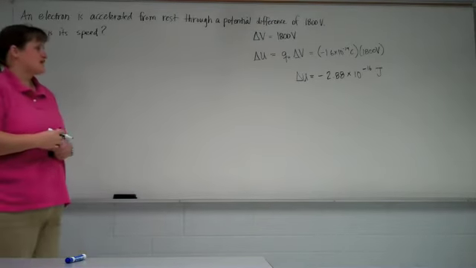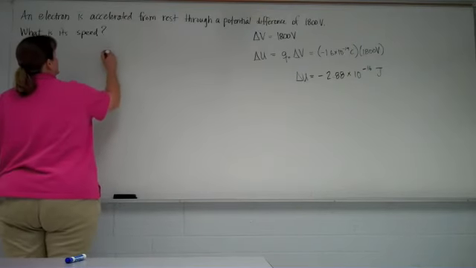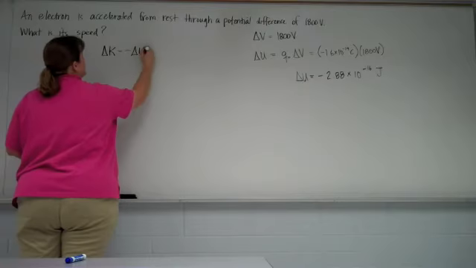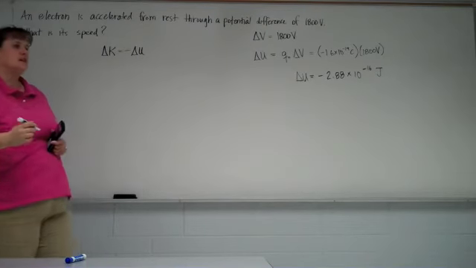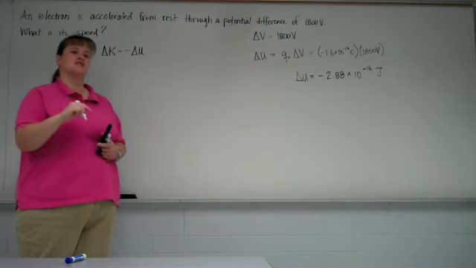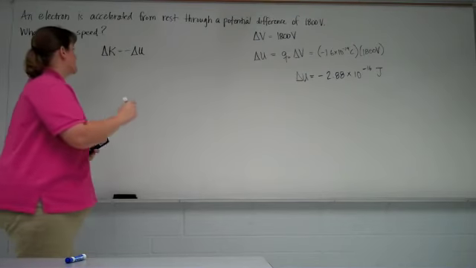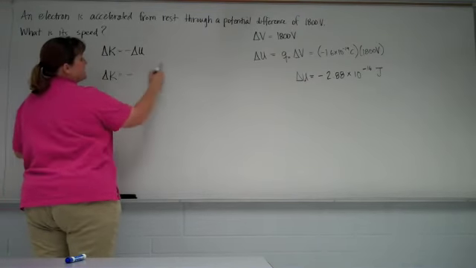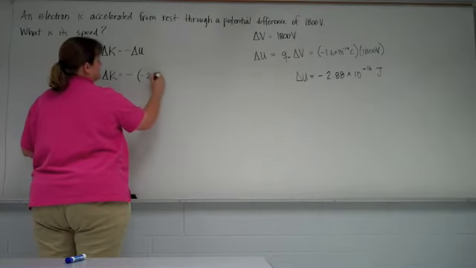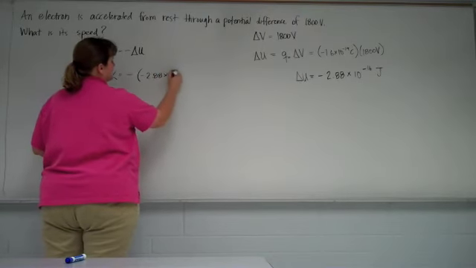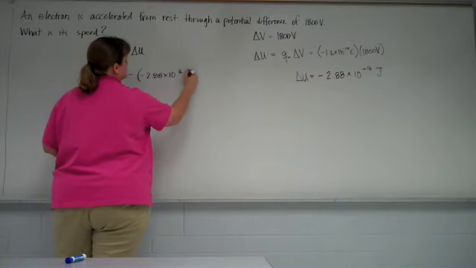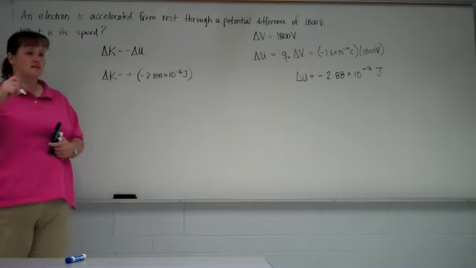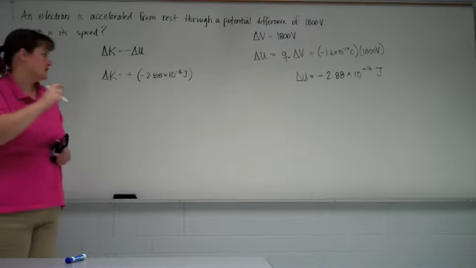Now, taking this back to conservation of energy, we know delta K, the change in kinetic energy, is equal to negative delta U. Negative sign means as one increases, the other one decreases. So our change in kinetic energy is going to be negative. Delta U is negative 2.88 times 10 to the negative 16 joules. Negative signs cancel, so delta K is positive. Its kinetic energy is increasing.